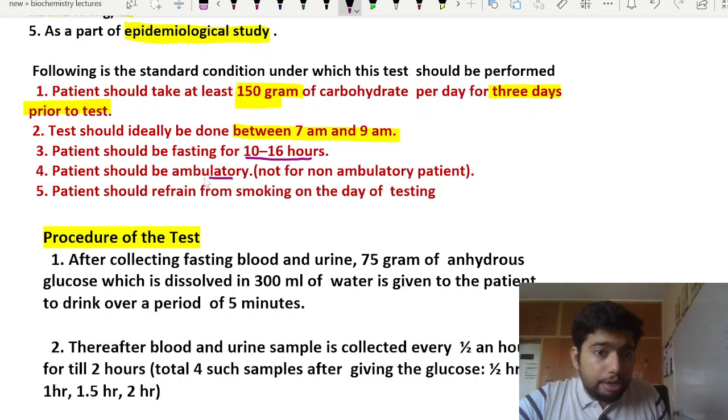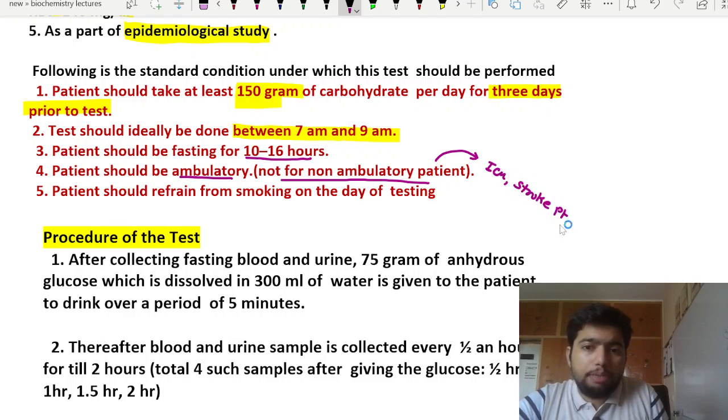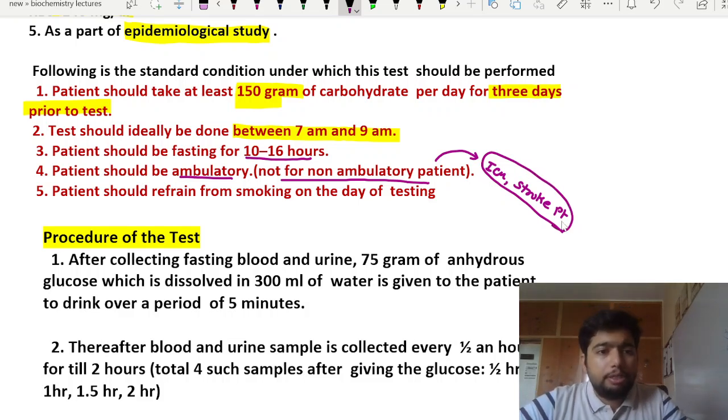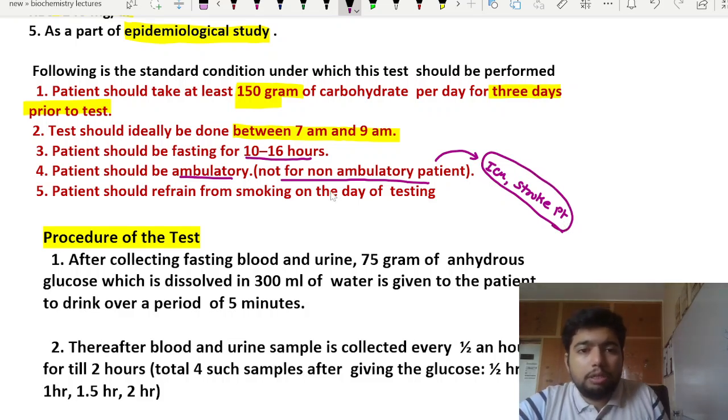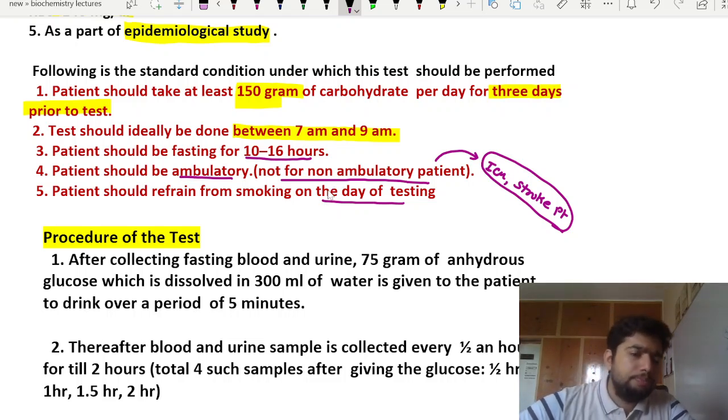The patient should be ambulatory, not non-ambulatory. Examples of non-ambulatory patients are ICU patients and stroke patients. The patient should refrain from smoking on the day of testing. So you have to quit smoking one day before if you are actually doing the test.